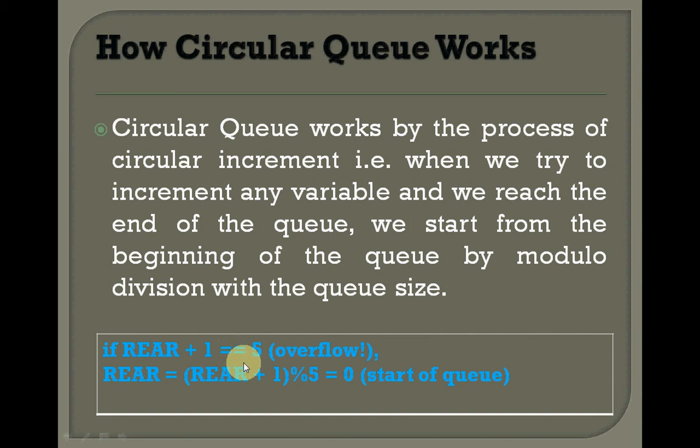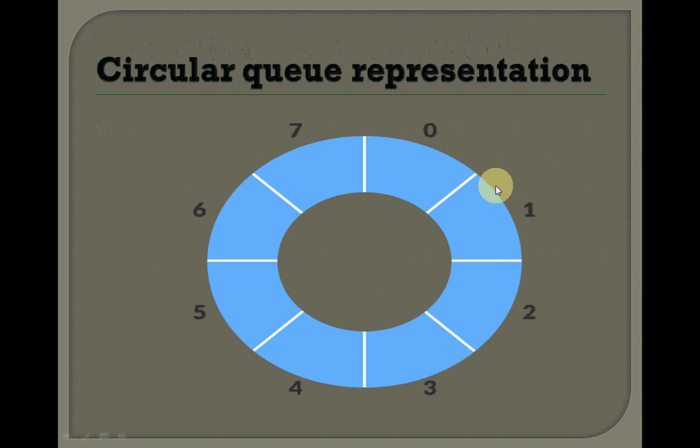if your queue is filled, then it will be overflow. But in a circular queue, we have to apply this modulo here. Rear is equal to rear plus 1 modulo 5, where 5 is the size of the queue. Then it will start again from the 0 of the queue. Getting my point?